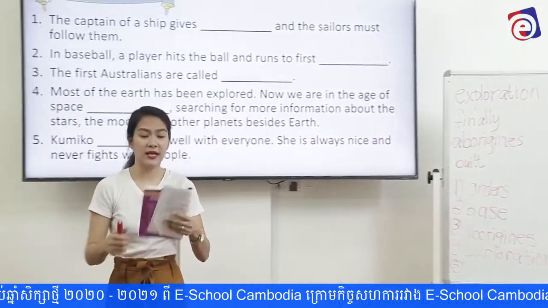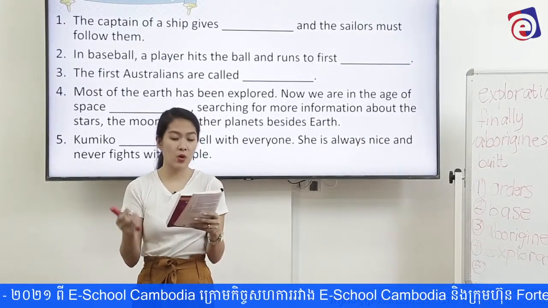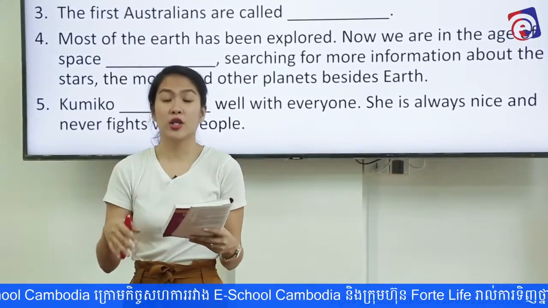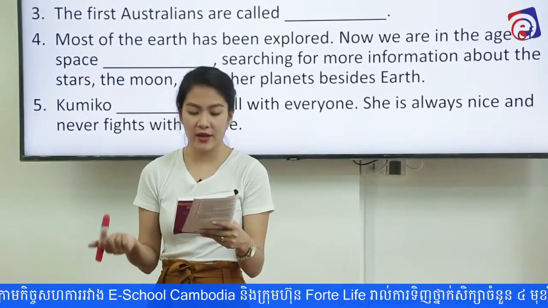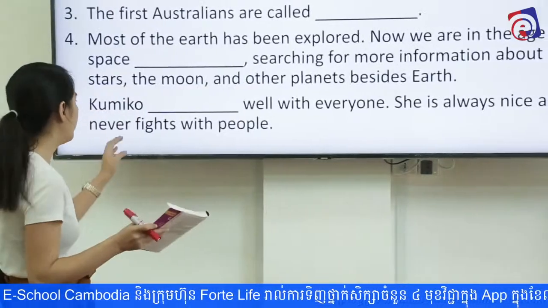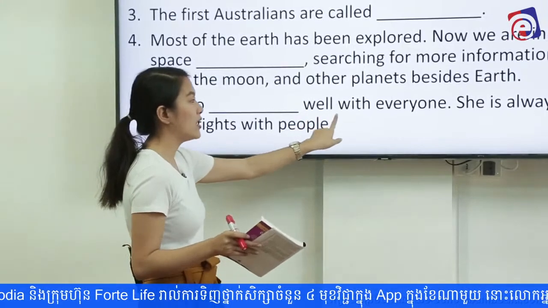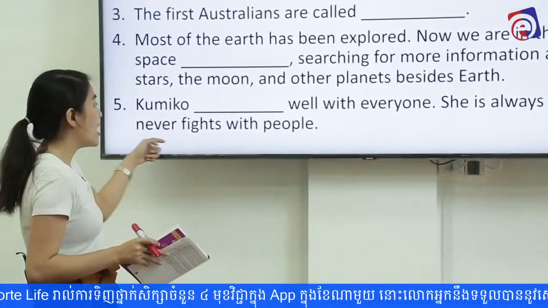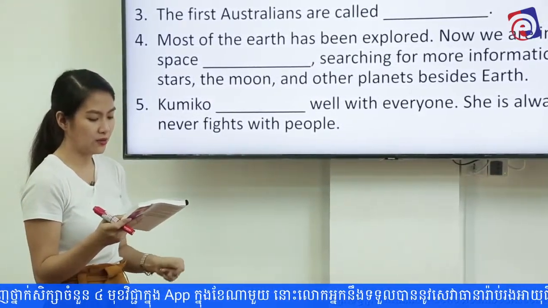Okay, I'm going to read again. Most of the earth has been explored. Now we are in the age of space exploration, searching for more information about stars, the moon, and other planets besides Earth. Number 5, Komiko. Komiko is a name. Blank well with everyone. She is always nice and never fights with people. So what do you think is the answer?